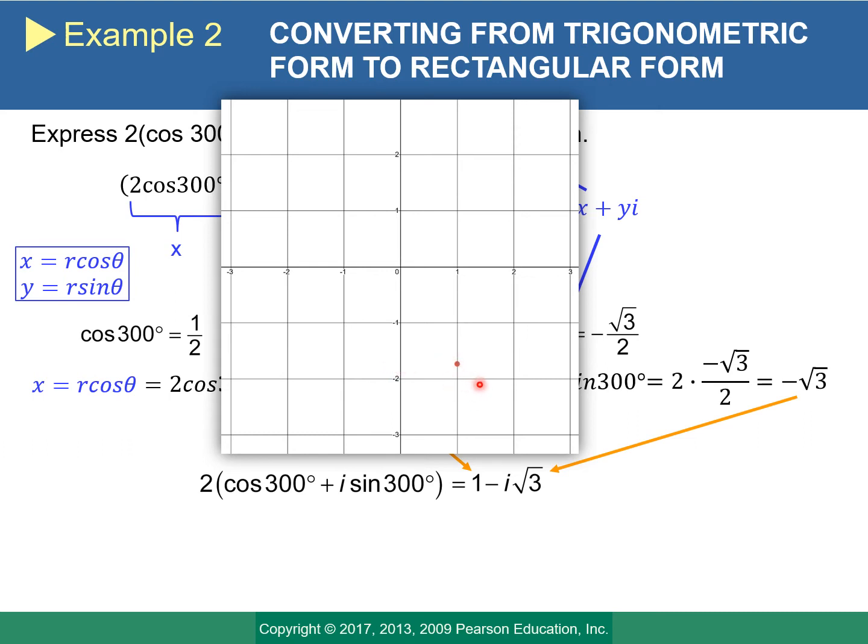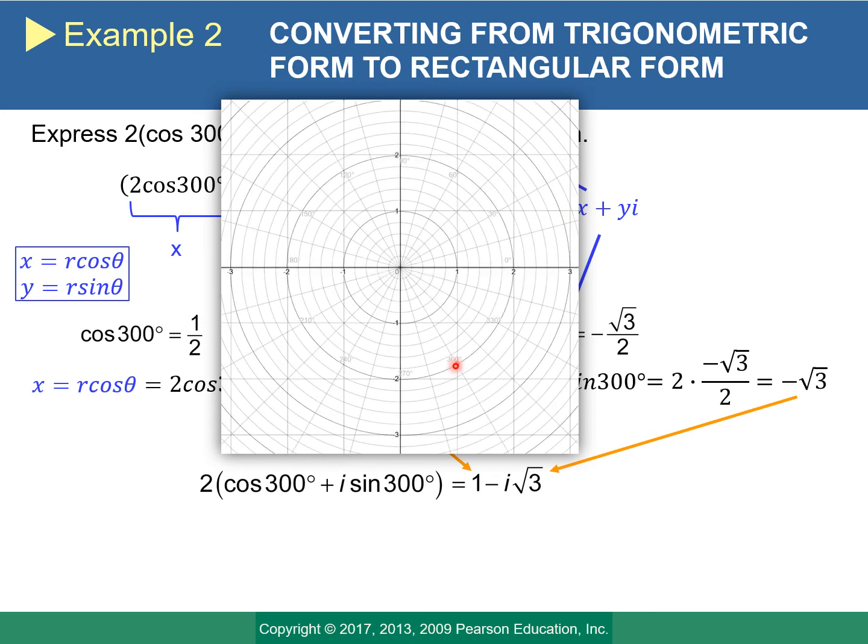Now I'm going to switch the grid to a polar grid, but the point's going to be in the same space. I'm going to leave my laser pointer on top of my point, and now check this out. We're at the same exact point in space, but the way we get here is by starting at the positive x-axis and rotating an angle. We rotate around 300 degrees.